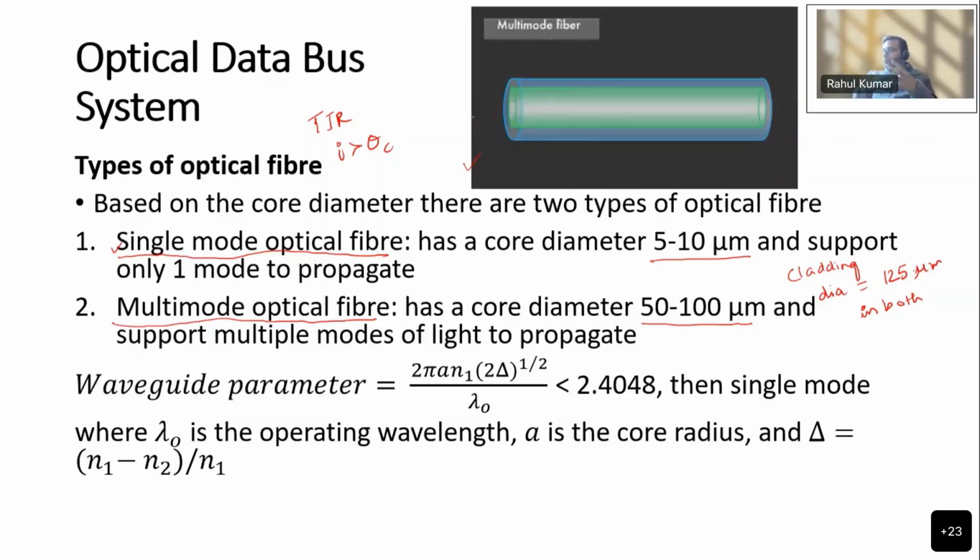Basically, multi-mode optical fiber will allow multiple rays of light to propagate within the same cable or same optical data bus. So you can multiplex different systems or use a single optical data bus to transmit multiple data.